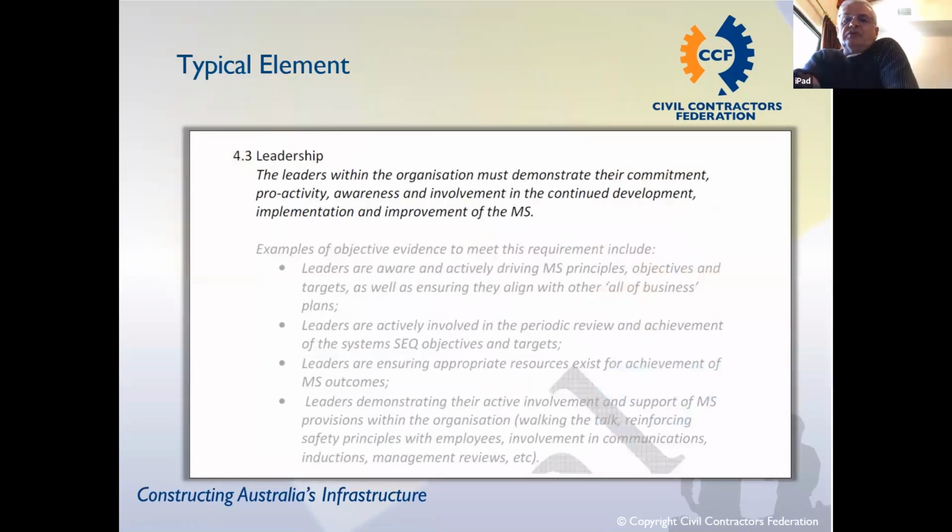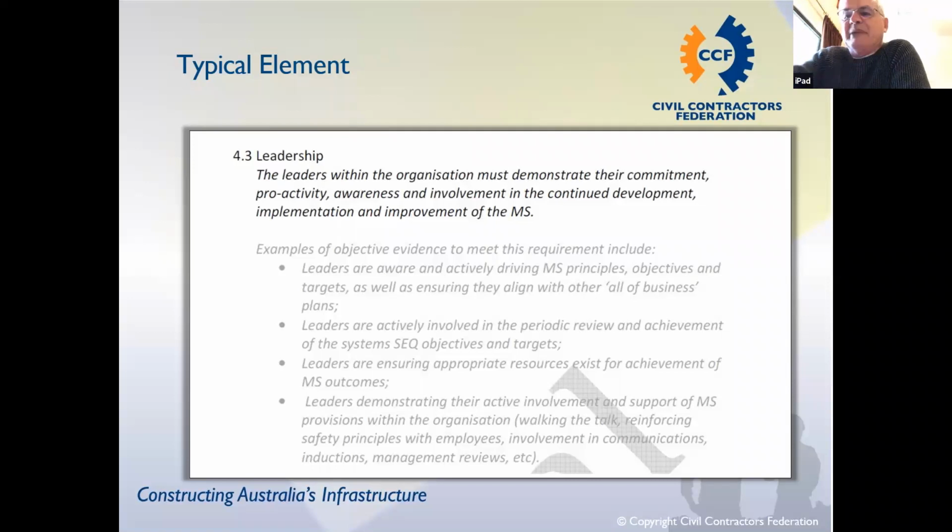Just as an example, you can see the sort of way they're heading. For example, clause 4.3 talks about leadership. A very important and key function of this code is leadership. Without leadership, you can't have anything. So you can see here, the leaders within the organisation must demonstrate their commitment, be proactive, awareness and involvement in the continual development, implementation and improvement of the MS, sorry, the management system. In other words, it starts from the top. If there's no commitment up the top, then the thing's going to fall apart.